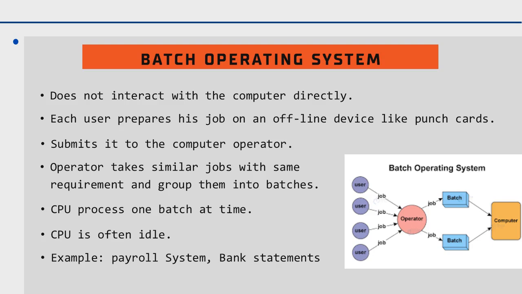Once the batch is ready, the CPU processes one batch at a time. There is no direct input from the user during execution. However, one major drawback is that the CPU often stays idle, especially when a job is waiting for input or output. Batch operating systems were commonly used in places like payroll processing and bank statement generation.